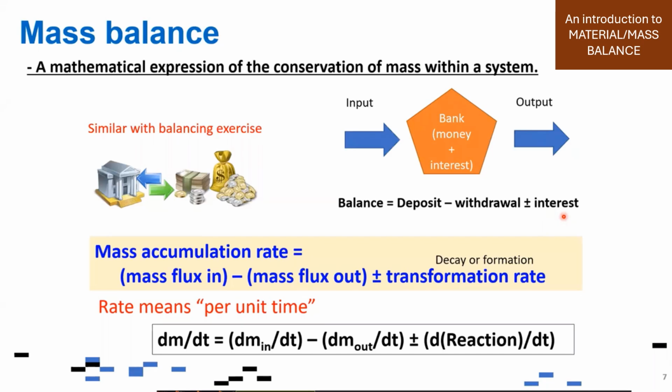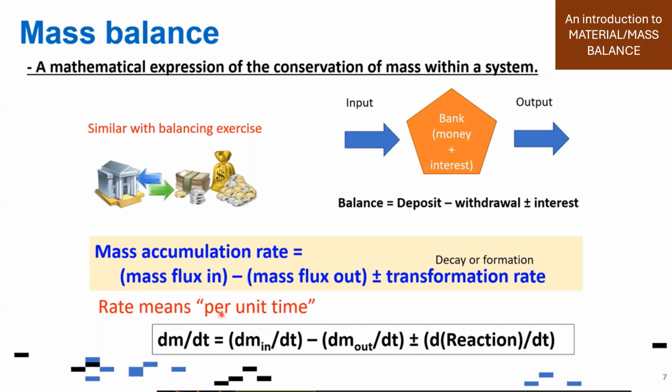If you express it as a mathematical expression, mass balance is: mass accumulation rate is equal to the mass flux in, minus the mass flux out, plus or minus the transformation rate. It depends. It could be a decay, which is a minus, or a formation or production of something new. All right. The rate means per unit time, so there's a time basis. It is the amount of mass accumulated per unit time, per second in most cases. Sometimes it could be days or hours. It depends on you, but these are per unit time for the rate. The same goes for the flux.